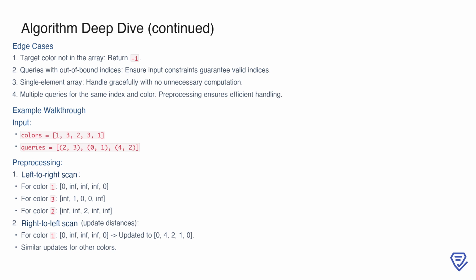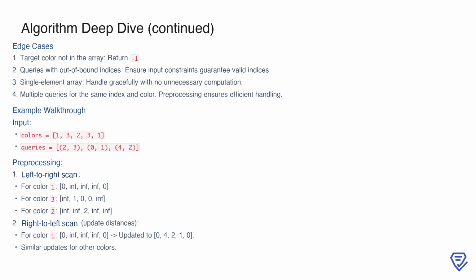To illustrate the optimized approach, let's walk through an example. Consider the input colors equals 1, 3, 2, 3, 1, and the queries (2, 3), (0, 1), (4, 2). During pre-processing, we perform a left-to-right scan. For color 1, the distances are initially 0, INF, INF, INF, 0. For color 3, they are INF, 1, 0, 0, INF, and for color 2, INF, INF, 2, INF, INF.